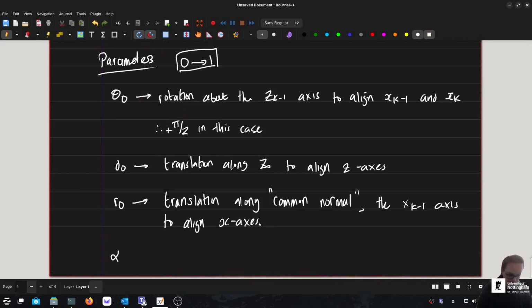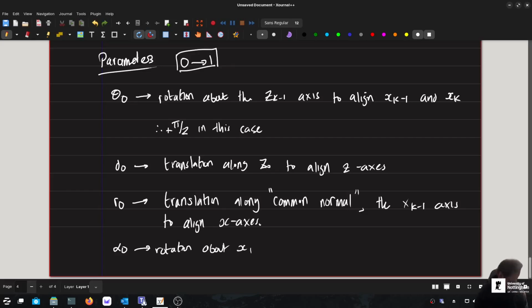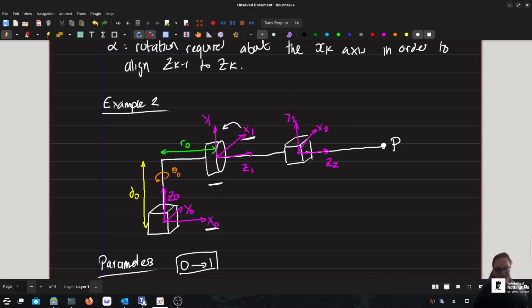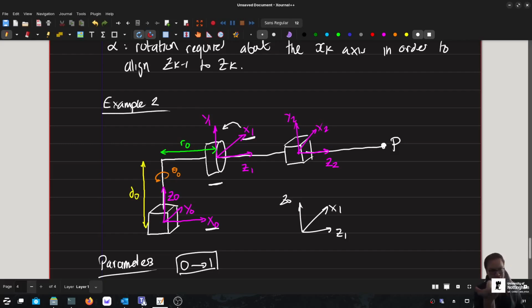So alpha 0, well, that is the rotation. Alpha 0, that is the rotation about x1, sorry, the current axis, to align the z-axes. So if we come to this, we look at our x1 term over here. Well, you can see that z0 is upwards. You can see that z1 is along there, and our x1 is along there. You get your right hand, point it in the direction of x1, and you can see that positive is going to be in the clockwise direction.